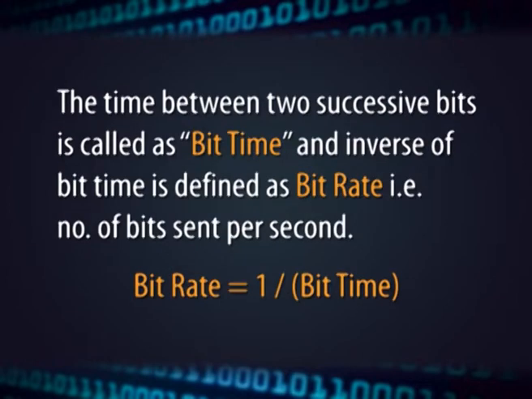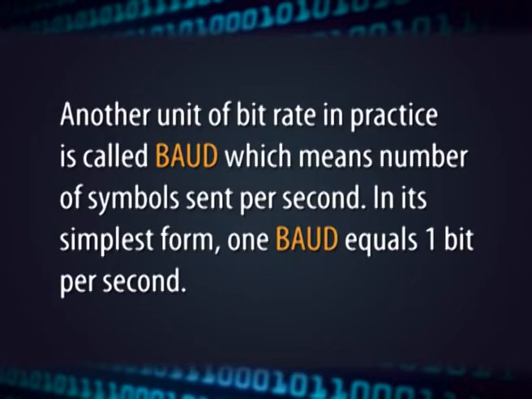The time between two successive bits is called bit time, and the inverse of bit time is defined as bit rate, that is, the number of bits sent per second. So, we can write an equation as bit rate is equal to 1 upon bit time. Another unit of bit rate in practice is called baud, which means number of symbols sent per second. In its simplest form, 1 baud equals 1 bit per second. Though it is not strictly true, for our current discussion, we will assume bit rate equals baud. Most commonly, the literature refers to baud as baud rate also.